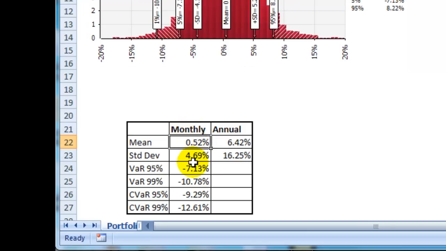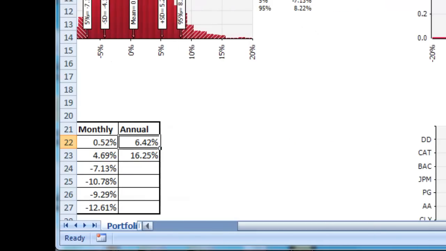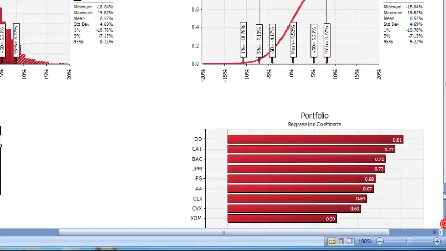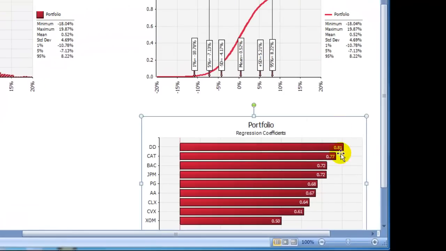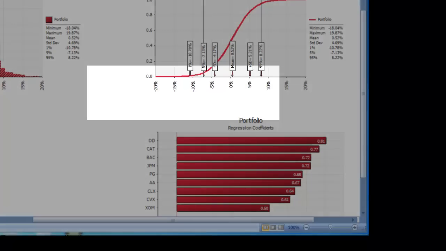In our case, the portfolio we're using has a monthly mean of 0.52% and a yearly expected return of 6.4%. There's also a tornado graph that shows the most significant securities in the portfolio.